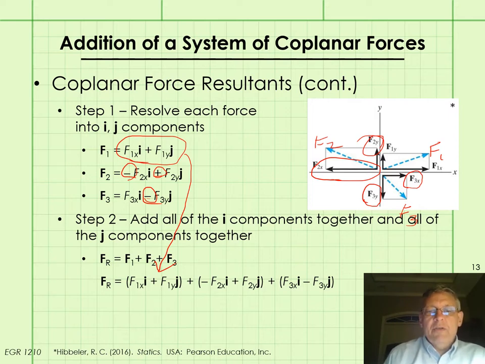For F sub 2, we're going to put in negative F sub 2x i plus F sub 2y j. And for F sub 3, we're going to put in F sub 3x i minus F sub 3y j. A common mistake when you're working these problems is the minus signs. So don't forget your minus signs.